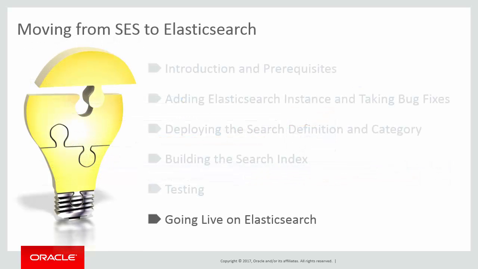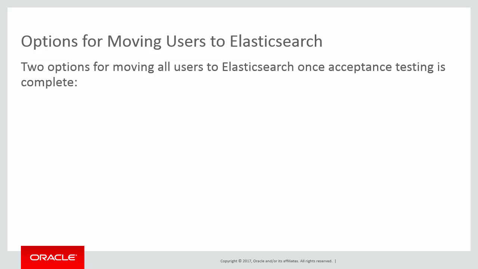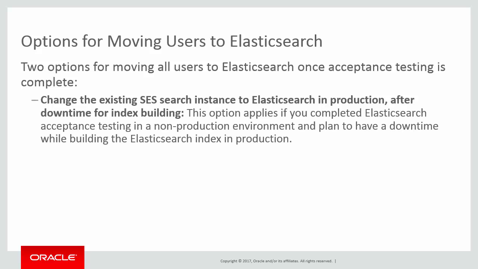In this section, we'll discuss the options for the final step, going live on Elasticsearch. Once acceptance testing is complete, you have two options for moving all of your users to Elasticsearch. You can change the existing SES search instance to Elasticsearch in production after a downtime for index building. This option applies if you completed Elasticsearch acceptance testing in a non-production environment and plan to have a downtime while building the Elasticsearch index in production.